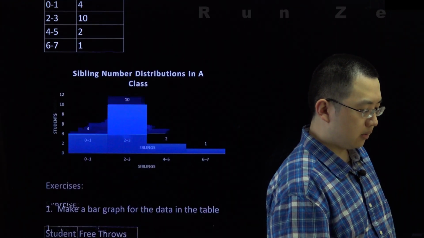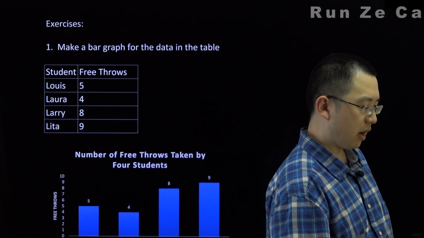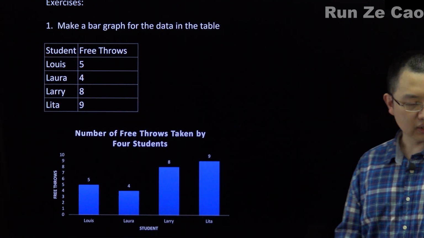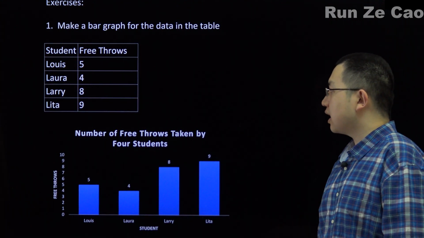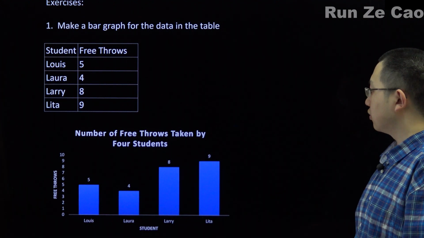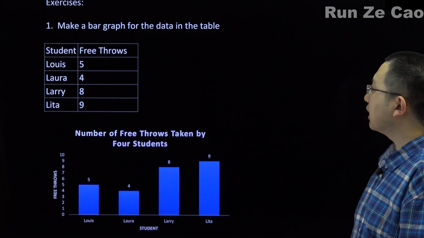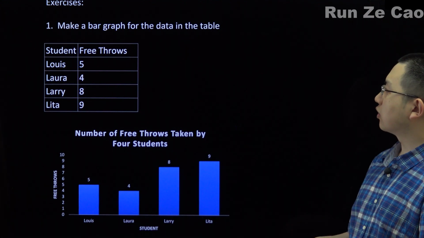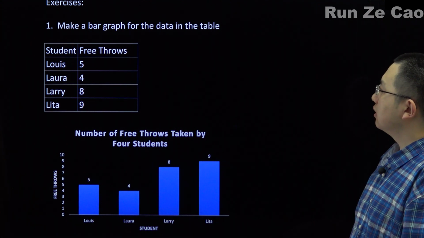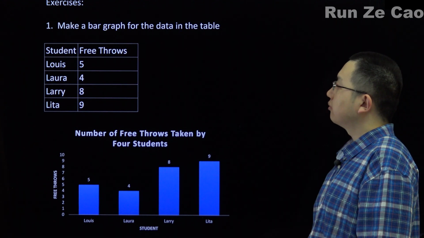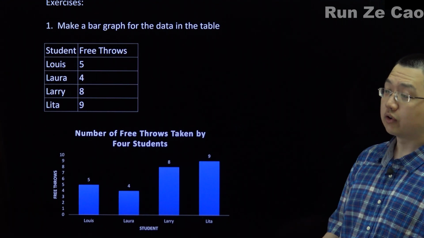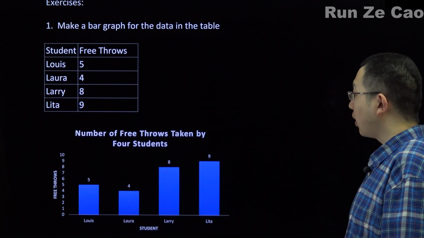Okay, so let's make a bar graph for the data in this table. We have 4 students. They made a number of free throws. Presumably, this is the number of free throws they needed to actually get the basketball into the hoop a certain number of times, like say twice, perhaps. Like most people are not that good at free throws, okay? So maybe it's once, maybe it's twice.